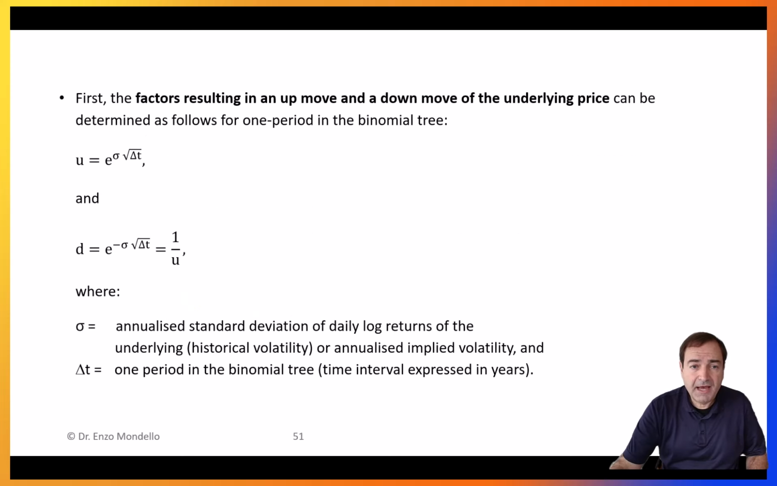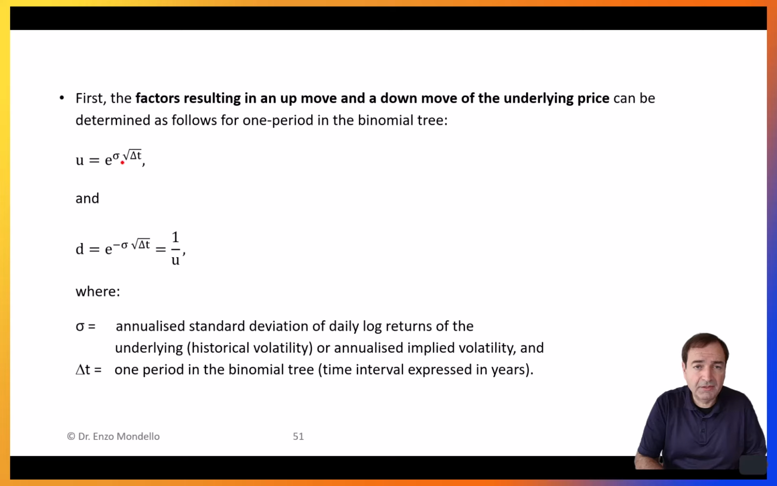Let's discuss how we can use the one-period binomial model to calculate the option price. The first step is that we have to calculate the factors that result in an up and down move of the underlying share price. The up factor can be calculated as follows. We take the Euler's number to the power of the annualized volatility. The annualized volatility can either be calculated using the historical volatility or using the implied volatility.